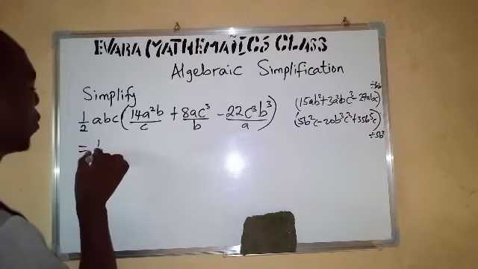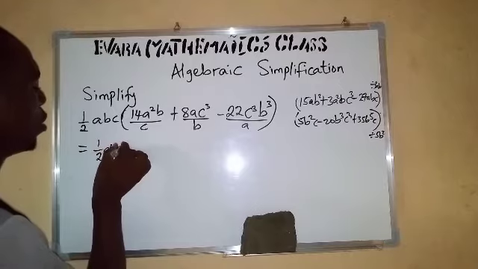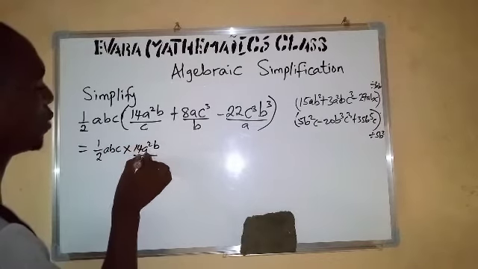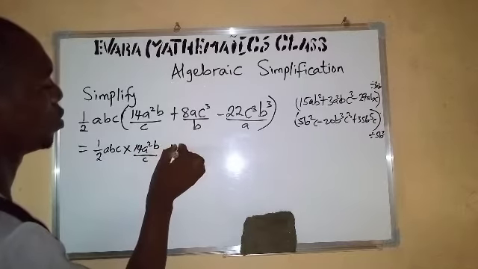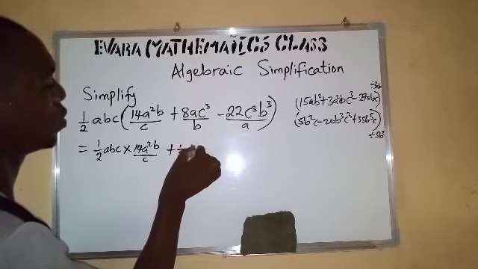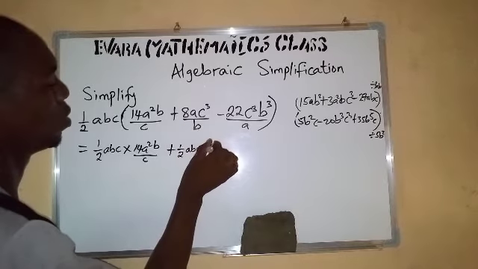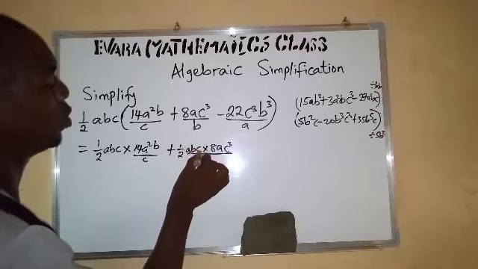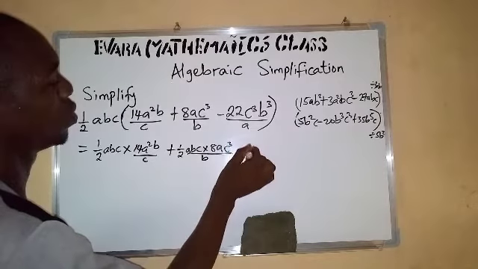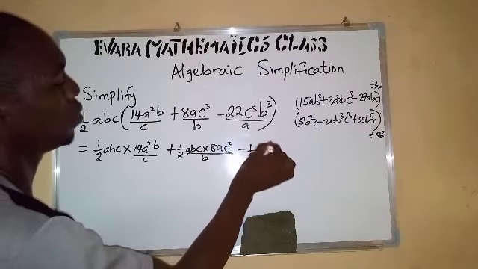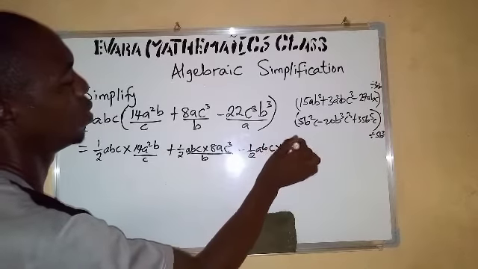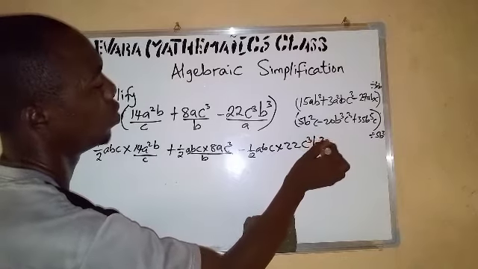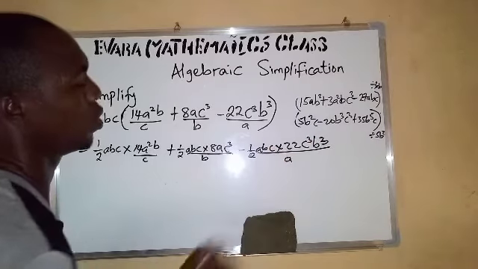That will be half abc multiplied by 14a squared b over c, plus half abc multiplied by 8ac cubed over b, minus half abc multiplied by 22c cubed b cubed over a.